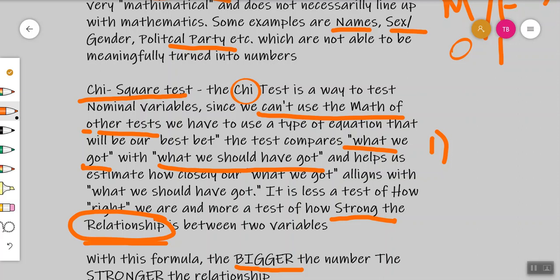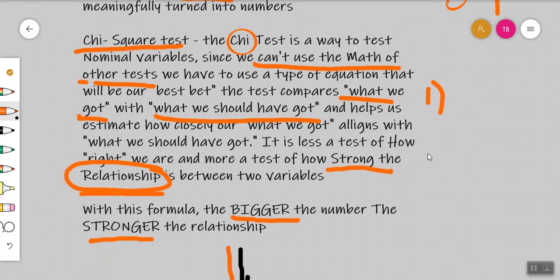In general, any sort of testing we do for nominal variables is testing the strength of the relationship. So when one variable shows up, how likely is it that the other variable will show up? And we can't do much more than that with a nominal variable. And another thing to remember right here is with this formula, basically the bigger the number you get, so the higher this chi-square number is, the stronger the relationship is going to be. So the higher the number, the stronger the relationship. Okay.